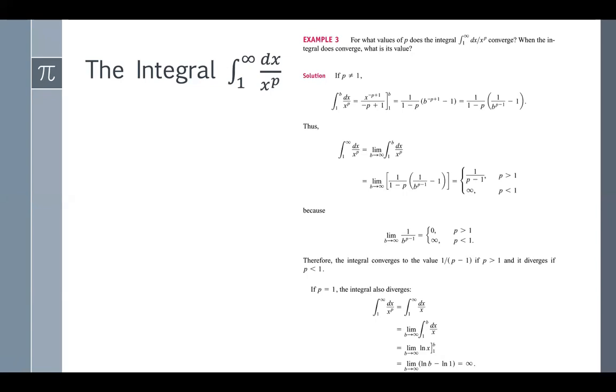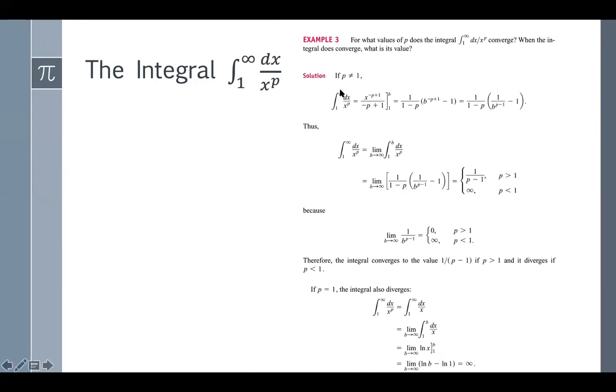We're talking about the integral from 1 to infinity of 1 over x to the p dx. The question is, for what values of p does this integral converge? And when it does converge, what is its value? So first, let's deal with the case where p does not equal 1. Because we're going to use the backwards power rule for that, which does not apply if p equals 1.